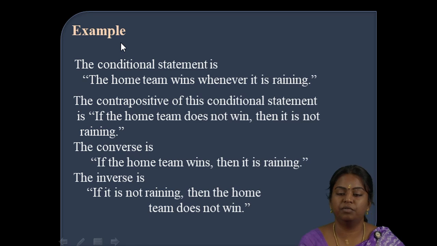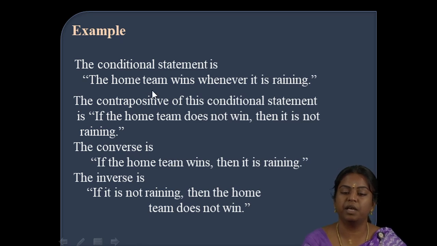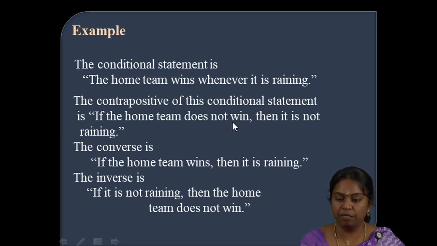Here is an example for the conditional statement: the home team wins whenever it is raining. The contrapositive of this conditional statement is: if the home team does not win, then it is not raining. The converse is: if the home team wins, then it is raining. The inverse is given by: if it is not raining, then the home team does not win.